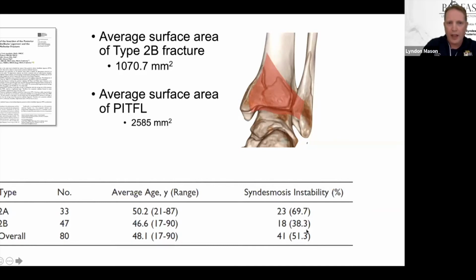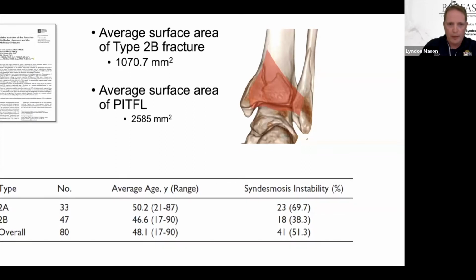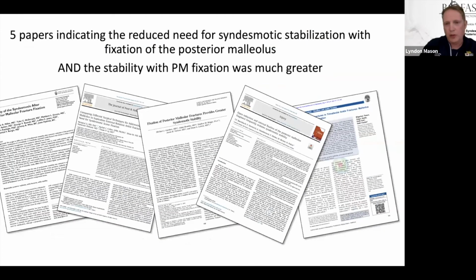And the reason for that is the average area of the PITFL covers the entire back of the tibia, which is much greater than the 2B fracture. So if you have a mainly bony injury, the ligaments are sometimes spared. But if you do have an injury to the syndesmosis and the posterior malleolus, actually fixing it will give you better stability. And there are 5 papers indicating this.